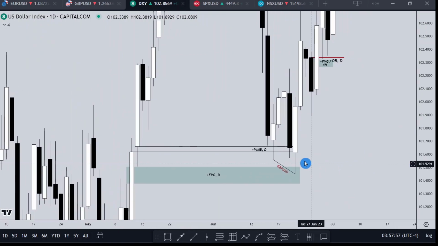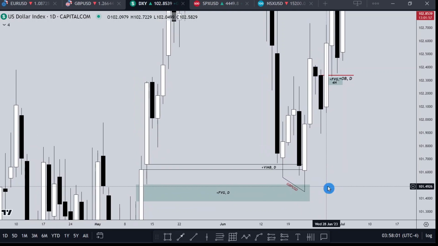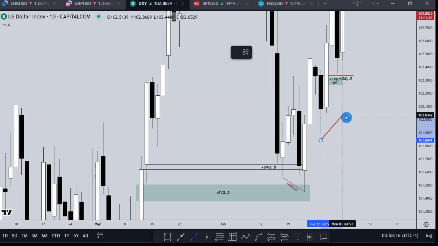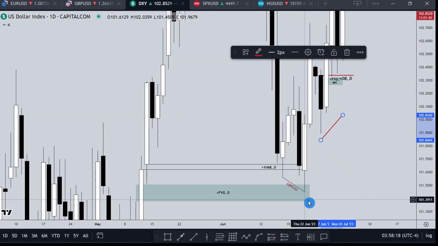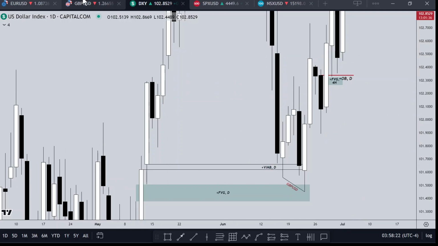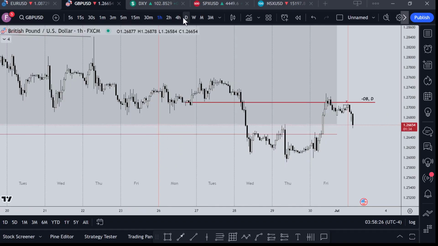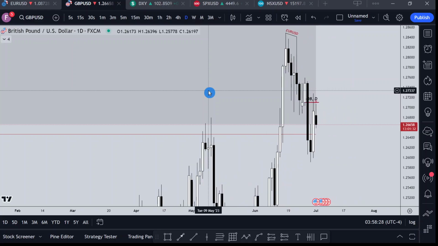Now this run on this low that you see here is an SMT divergence with the pound USD. So as the dollar index went below this low, the pound dollar decided not to run above its high, right? So the pound dollar did something like this. It didn't follow this run on stops. Let me quickly show you that on the pound dollar.